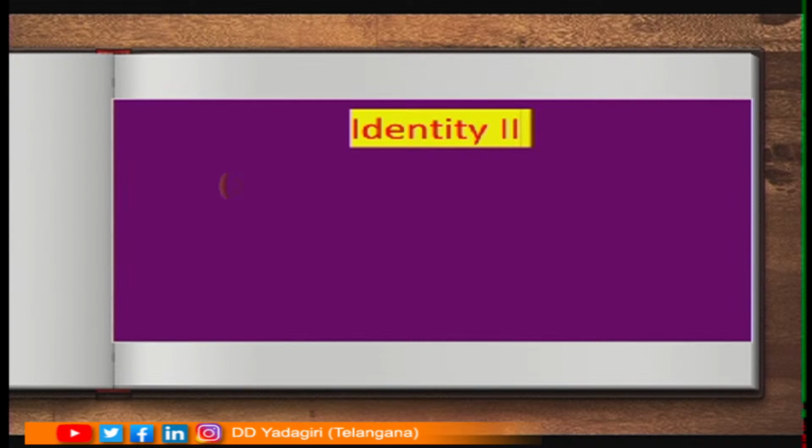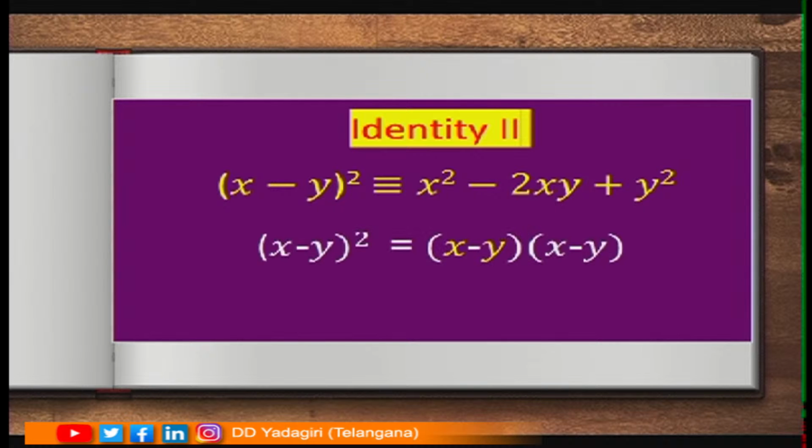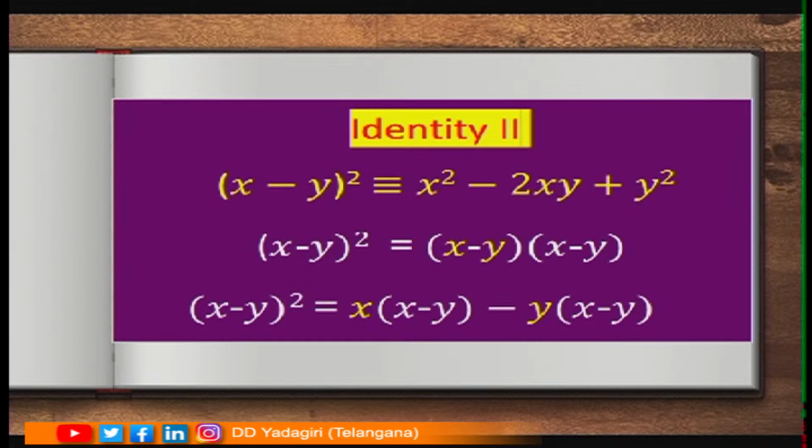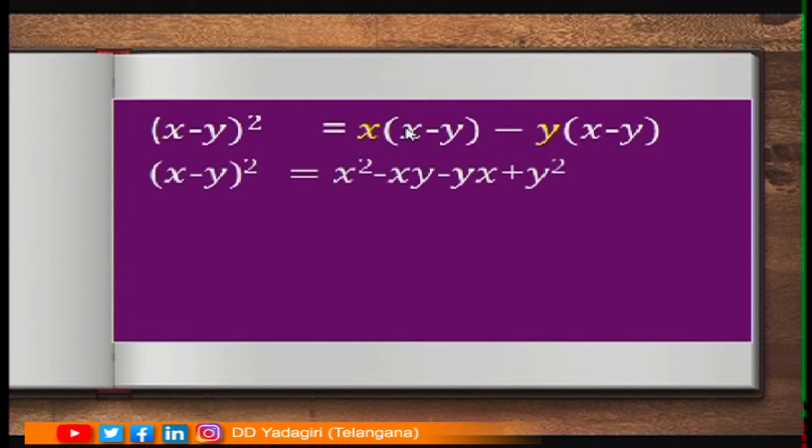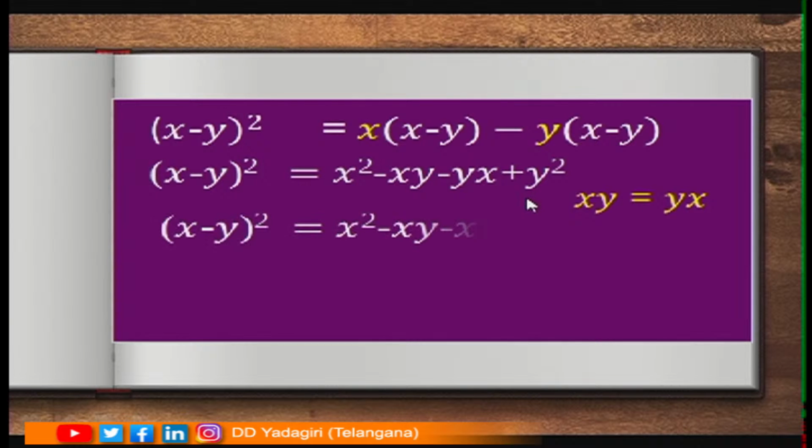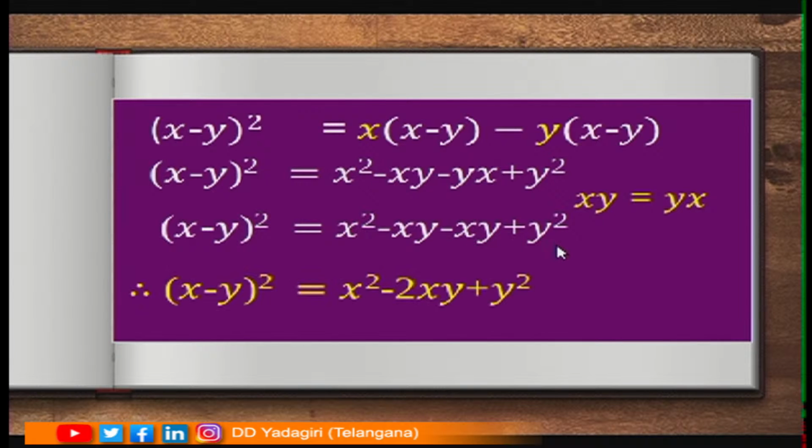So, we go for the second identity, x minus y whole square is x square minus 2xy plus y square. So, here we start with the left hand side, x minus y whole square. You can write it as x minus y into x minus y. We can separate this as x into x minus y minus y into x minus y. So, further if you take this, you can multiply x and x, x into x is x square, x into y is xy, minus y into x is yx and minus y into minus y is plus y square. So, it is x square minus xy minus yx plus y square. Because xy is the same as yx, we can rewrite this as x square minus xy, yx is replaced with xy, plus y square. So, therefore, you can write this as x minus y whole square is equal to x square, there are 2 xy, so minus 2xy plus y square.